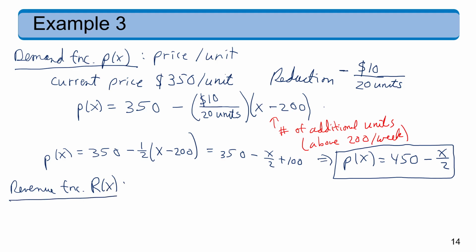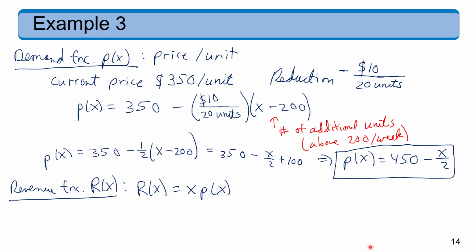And as we discussed in our background before this problem, revenue is x times p of x. x is the total number of units produced, and p of x is the price per unit. So by multiplying that, we get the total amount of money brought in by selling x units.